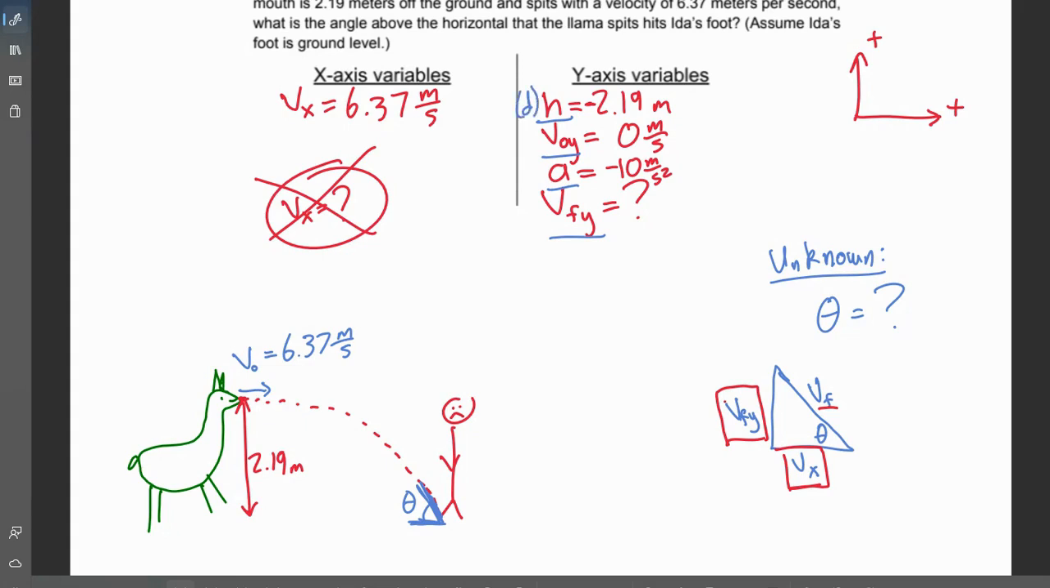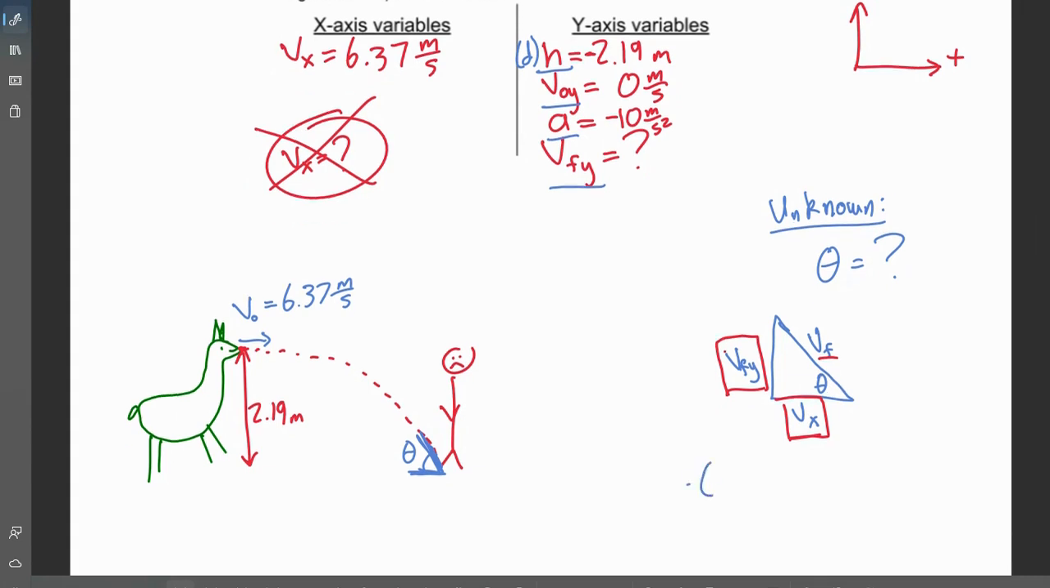So is there an equation that relates these four variables to find v final y? Yes, there is. I'll let you find it and plug it in. Then you'll get v final y, you'll get v final x. This is opposite over adjacent. So tangent of theta is opposite over adjacent. You're going to have to use inverse tangent because we're looking for the angle. Make sure your calculator's in degrees.